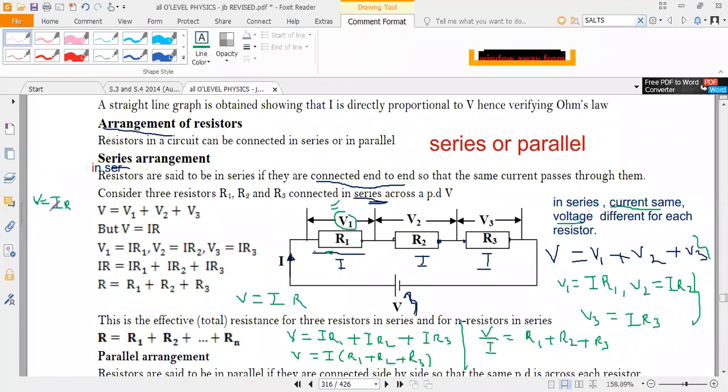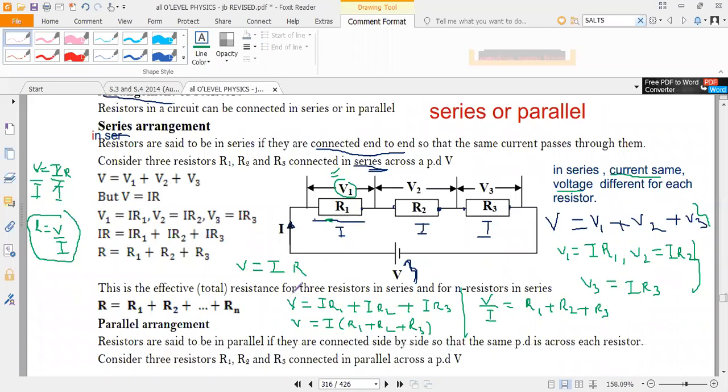So if you divide by I on both sides, we end up having R as being equivalent to V divided by I. So that means that the quantity V divided by I is given by R. So this equation becomes R is equivalent to R1 plus R2 plus R3.